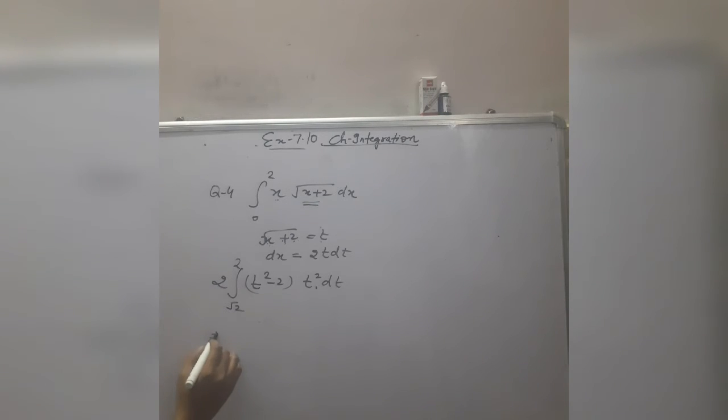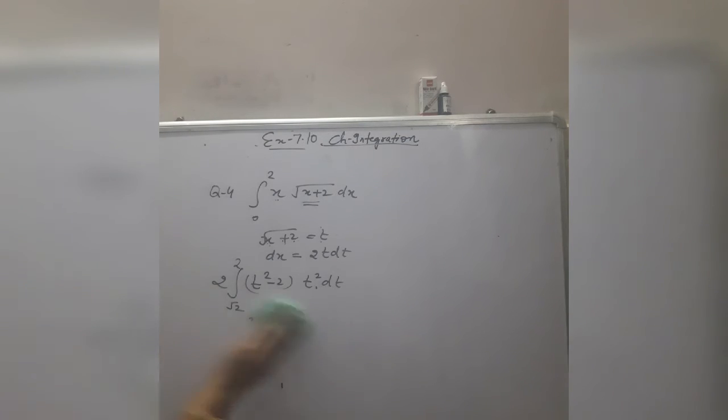And when you multiply t square with t square minus 2, you will get t raised to power 4 minus 2t square, and very easily you can integrate it. Integration of t raised to power 4 is t raised to power 5 by 5. Integration of 2t square is 2t cube by 3, and then upper limit minus lower limit.